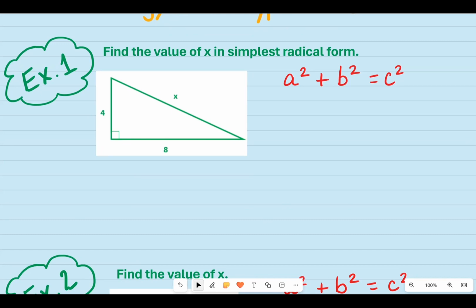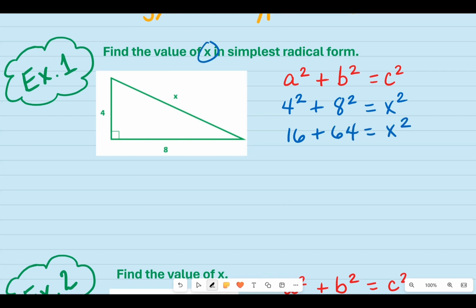Let's go ahead and substitute in what we know. For A, we can either use 4 or 8. I'm going to use 4, and we're asked to square it, then add it to B squared, and C is X in this triangle, and we're also squaring that. So now we simplify it. 4 squared just means 4 times 4. 8 squared means 8 times 8. And then we have X squared.